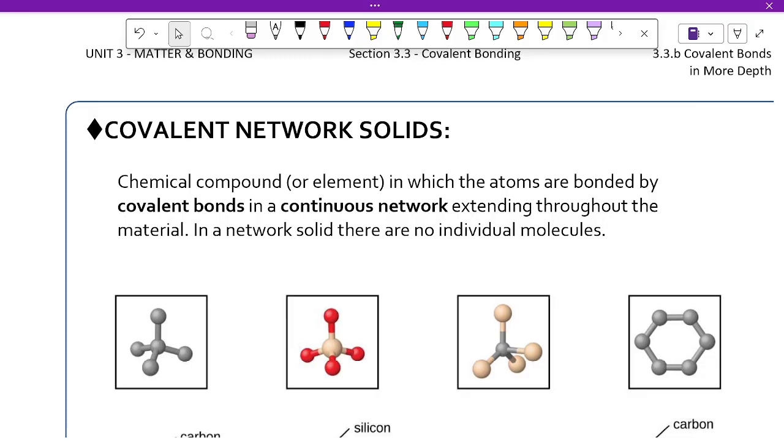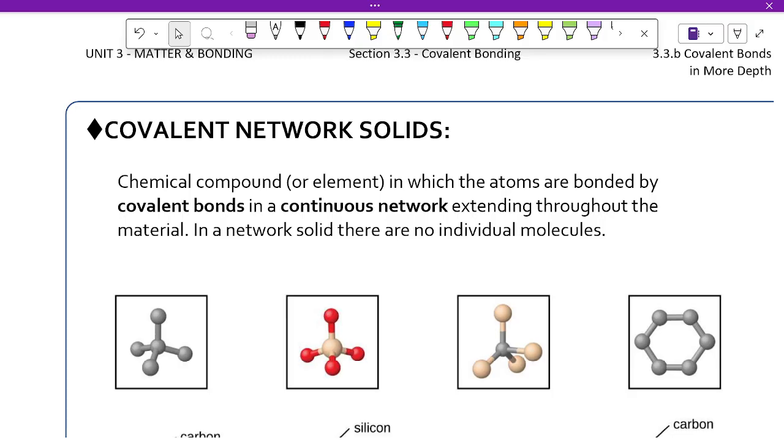Can you have a big diamond? Yes. Can you have a small diamond? Yes. Is this a molecule? No. Do you remember I said mostly covalent bonds form molecules? Sometimes you can get these great big structures, they call them covalent networks. And they're actually a form of crystal lattice. They're just a covalent crystal lattice, not an ionic crystal lattice.